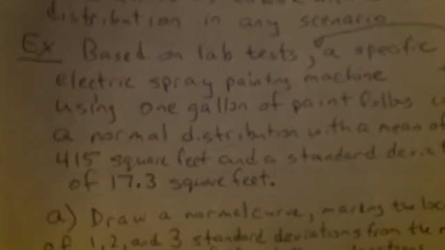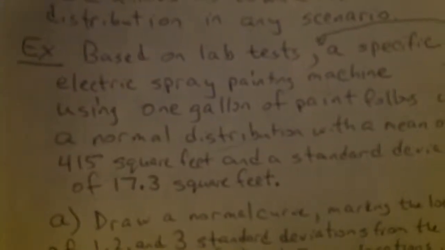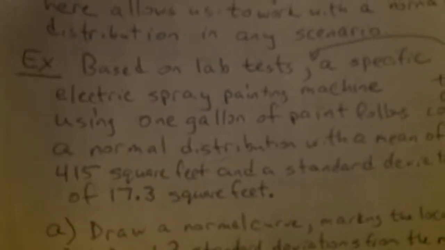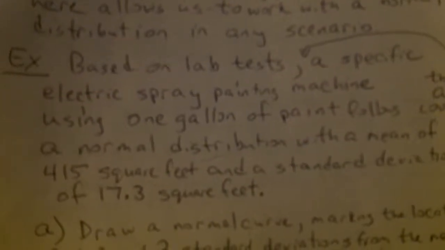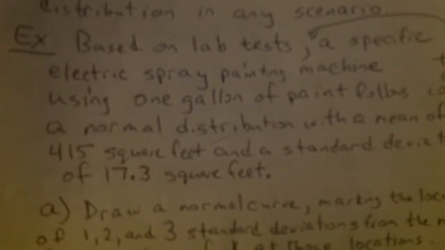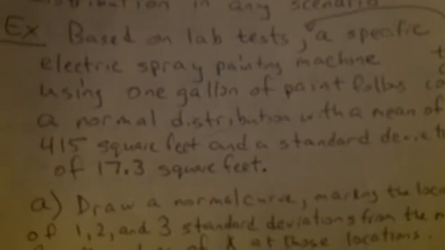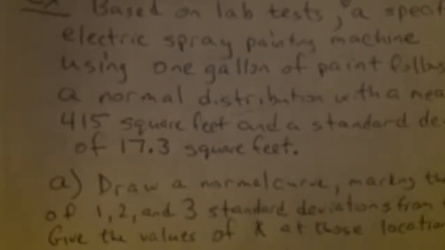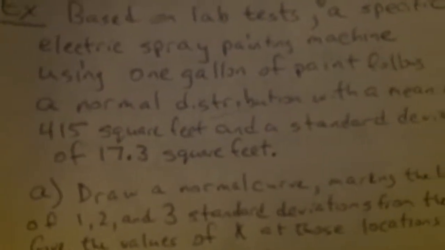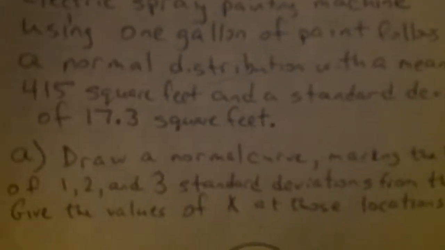Okay, so as far as the problem that we've got here, we're looking at the amount of coverage that one of those power painters or electric spray painting machines can handle using 1 gallon of paint. It turns out that the distribution of area is approximately normal. The mean of this normal distribution is 415 square feet. Standard deviation is 17.3 square feet.